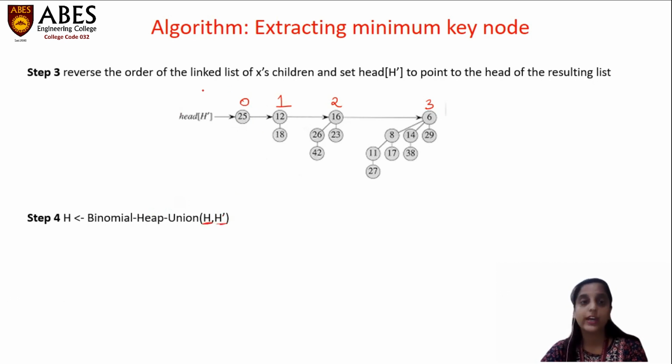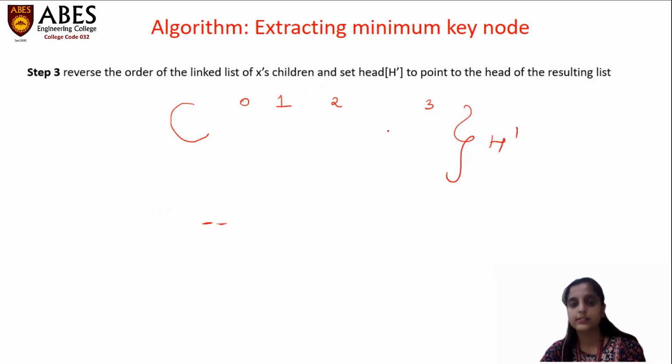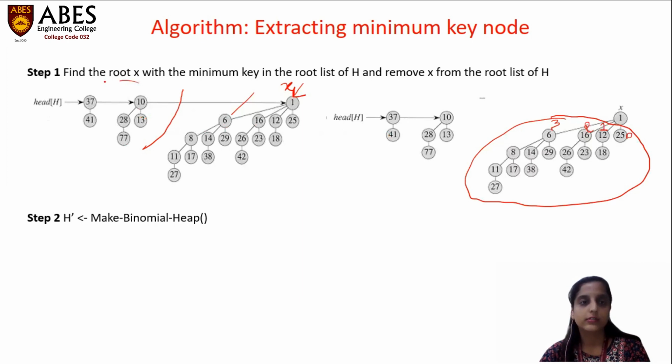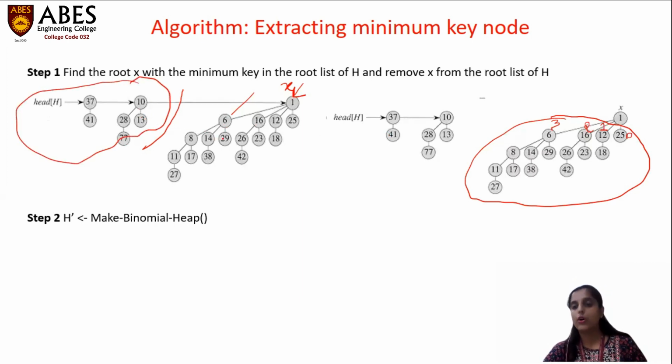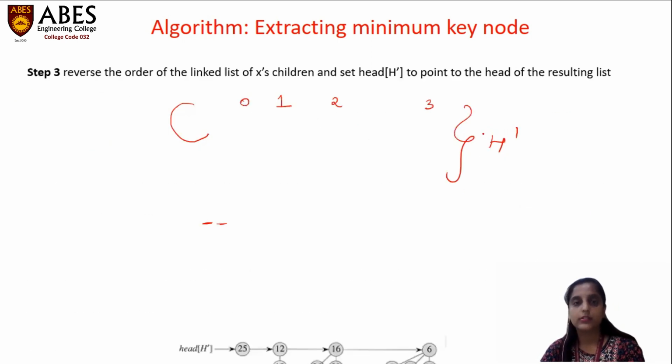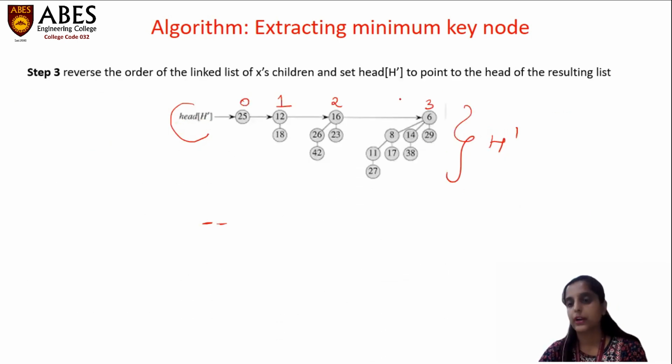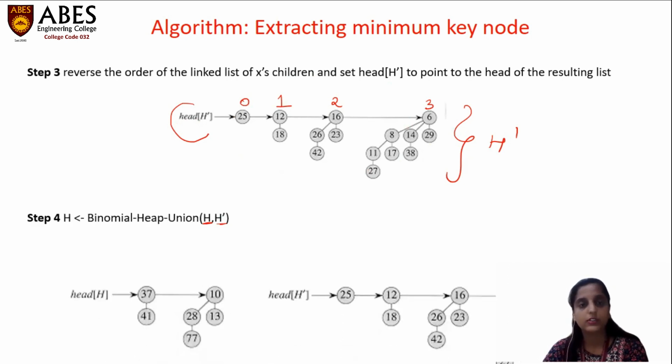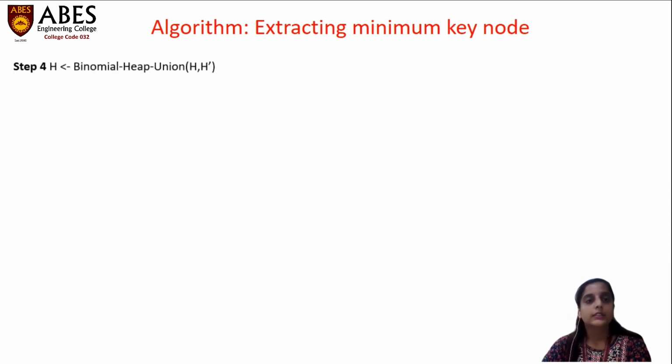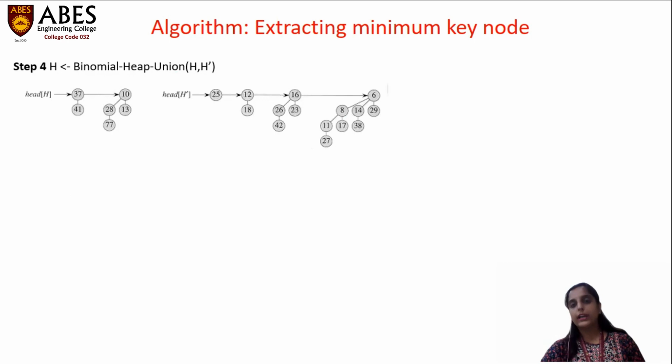Now, what is this h and h dash? H dash is this particular part, means we have one binomial heap, h dash. Now, what is this h? See, this h is this part. Means we have to perform, again, union operation between this part and this part. Now let's see how to perform the union operation in this particular case. Again we have to perform the union operation between these two binomial heaps.